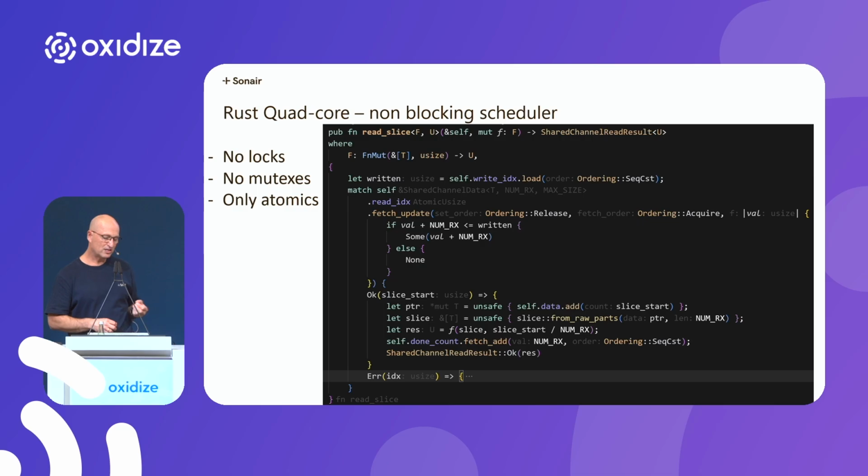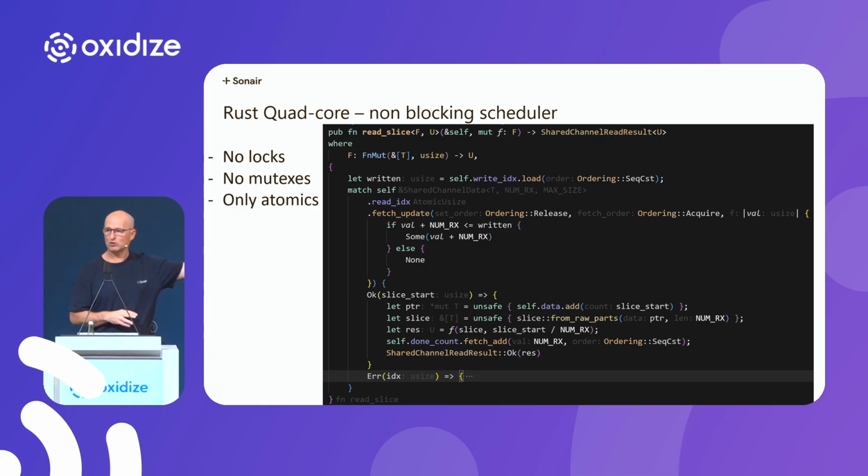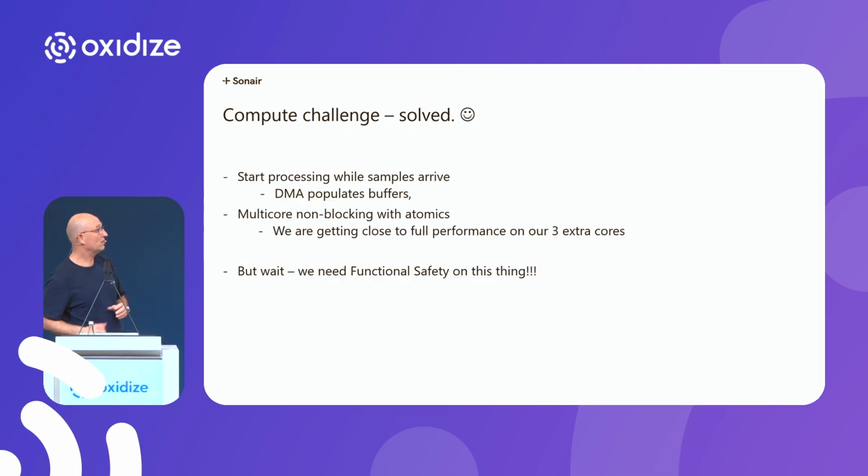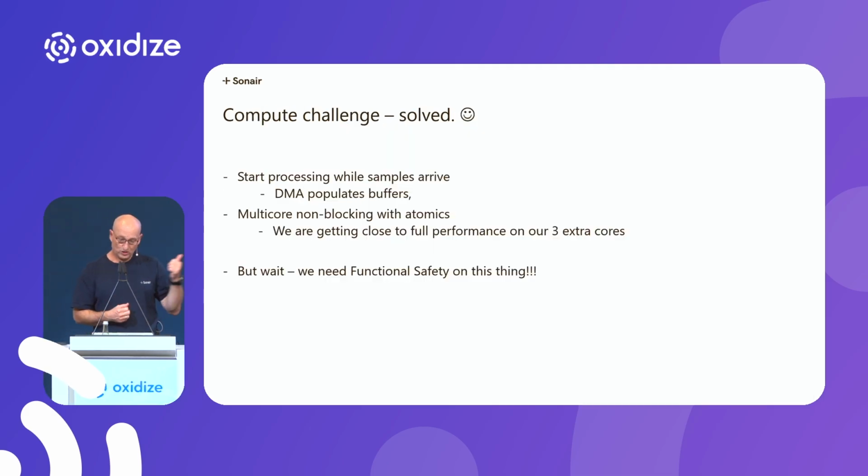So we recently were able to move some code that was running on one of the cores out from the A53 and into another core. And that more or less gave us exactly a one-to-one increase in performance because we got one more core to do work, because there's almost no overhead with adding cores here. So, compute challenge solved. We start processing while samples arrive, multi-core, non-blocking.